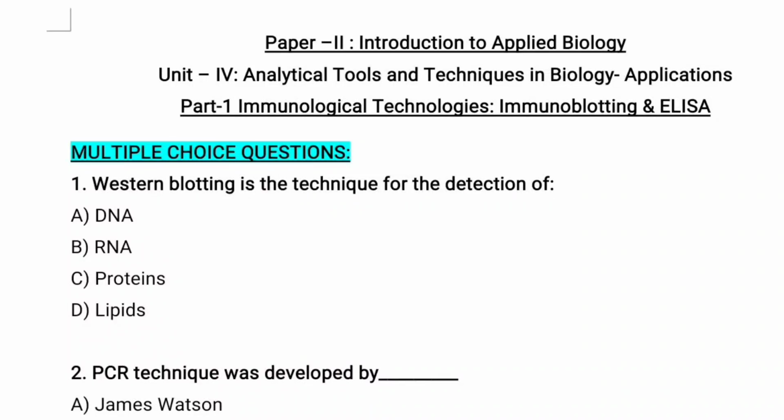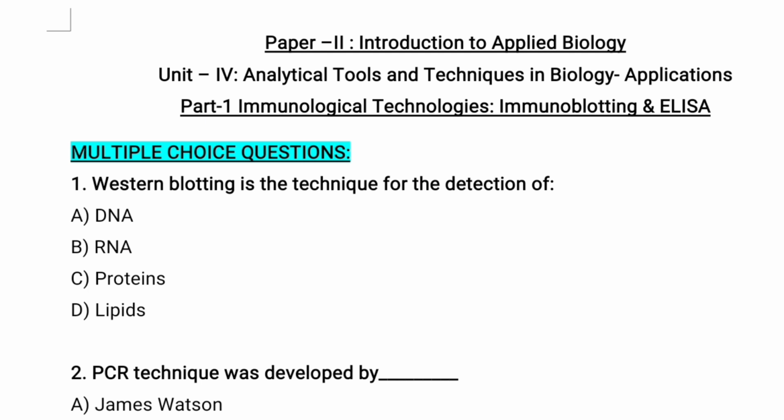In this video, I am going to give you objective type of questions from the unit 4. The topic is immunological techniques such as immunoblotting and ELISA. Let's see the questions one by one.